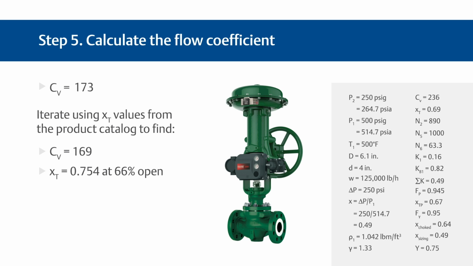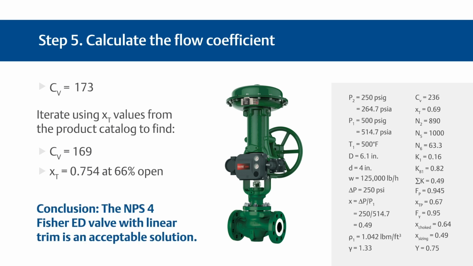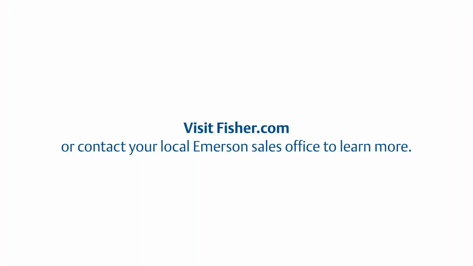This occurs at about 66% open, so the NPS 4, DN100, Fisher ED valve with linear trim would be an acceptable solution with respect to capacity. The next smaller size of ED valve with linear trim has a rated CV of only 148, so it would not be an appropriate valve for this situation. So that's the process for sizing a valve for compressible fluid.